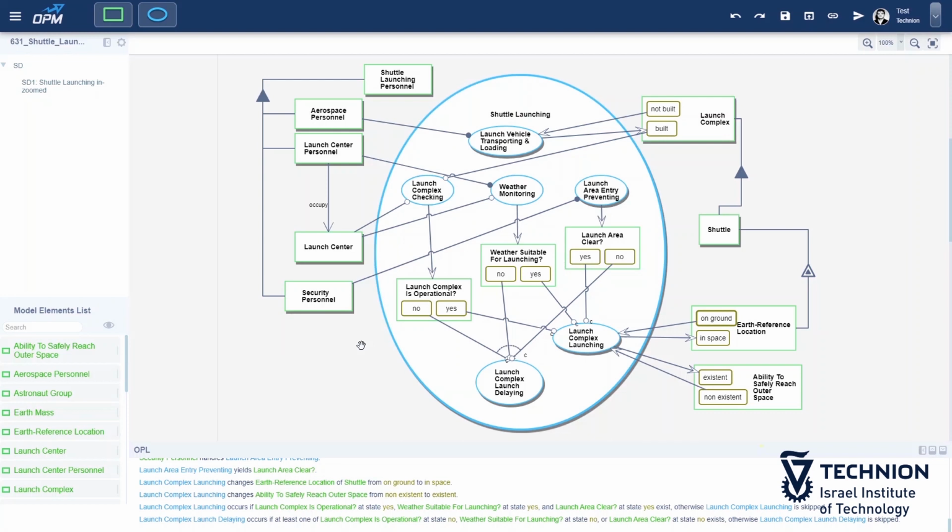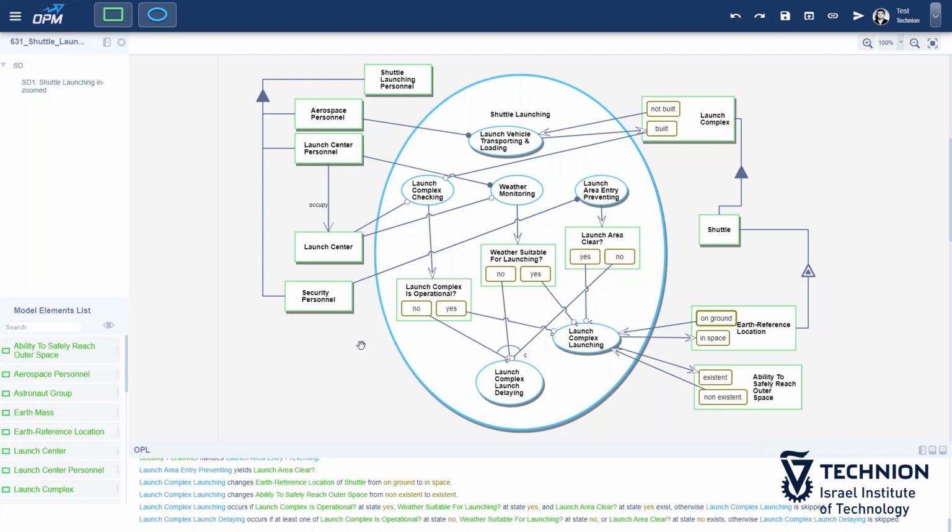3 checks need to be performed before launch: checking the launch complex, monitoring the weather, and preventing entry to the launch area. These are all aligned at the top with the topmost point of their ellipses at the same height. This means that they occur in parallel. Indeed, they are parallel processes.